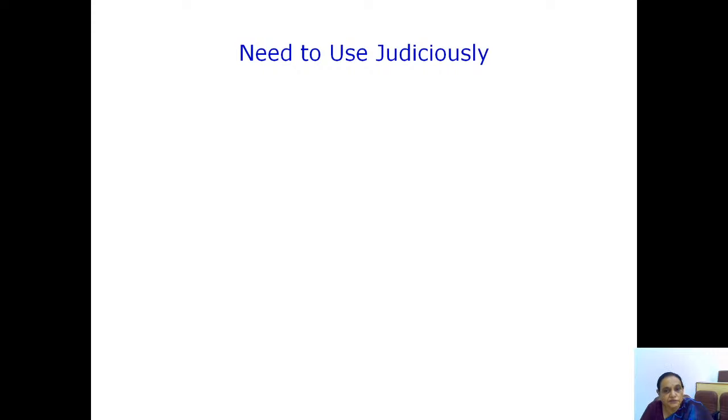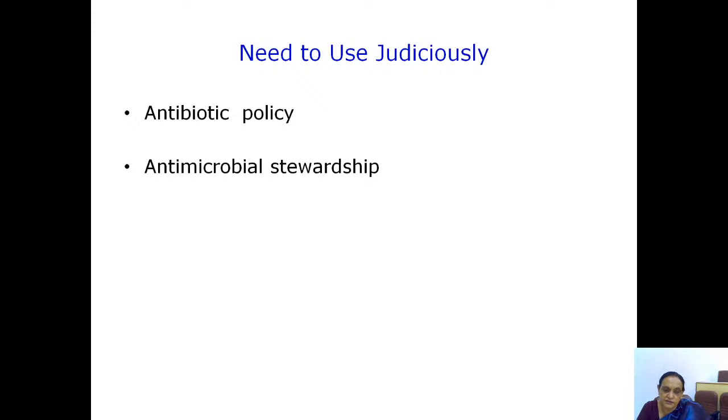So now we need to use antibiotics judiciously. How do we do it? First is by having an antibiotic policy. Policy is more at the national level, management level, in decision making. So India has a policy, and each hospital should have a policy, and policy means the management will provide all commitment and support in the implementation of protocols which will take care of antimicrobial resistance.